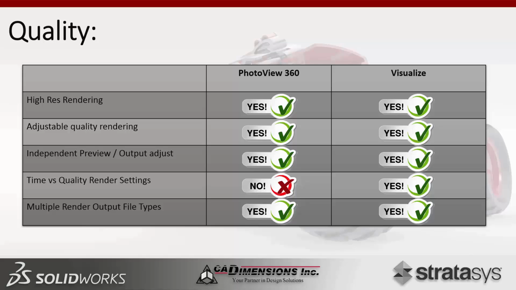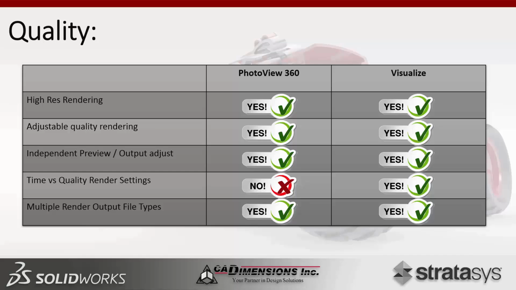Both packages allow for that. The one thing that PhotoView 360 does not have, as far as I've found anyway, is an ability to set a render based on time. So you can say in Visualize, I want to render this for 2 hours, and once the 2 hours is up, then finish the render. Whereas in PhotoView 360, it's basically just based on your render settings.